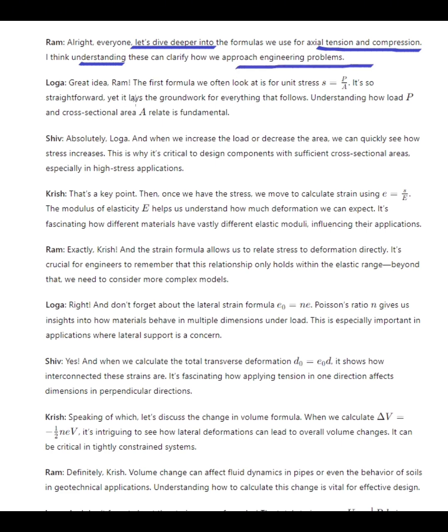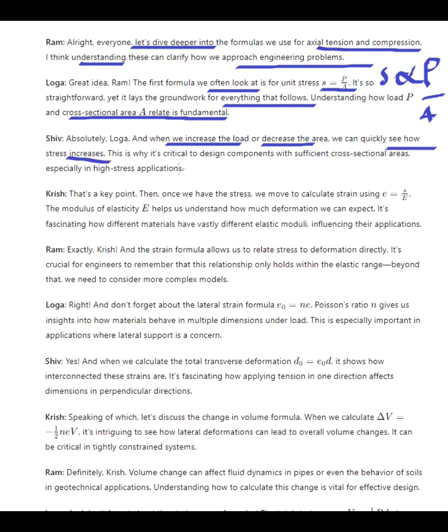Okay, great idea, Ram. The first formula we often look at is the unit stress, S equals P by A. It's so straightforward, right? But it lays the groundwork for everything that follows. Understanding how load P and cross-sectional area are related is fundamental. S is proportional to load, so if we increase the load or reduce the cross-sectional area, we can quickly see how the stress increases, right?